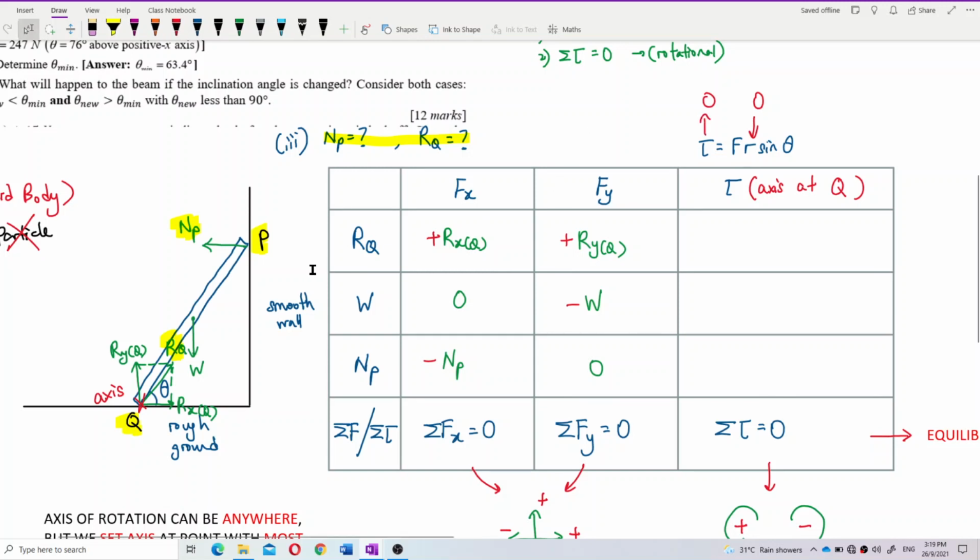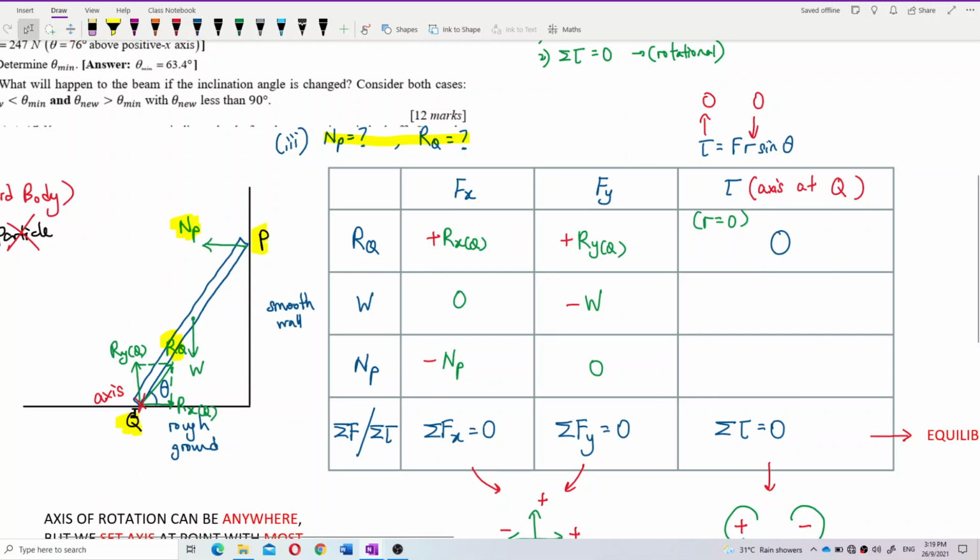So RQ, I don't need to think anything because the distance is 0. So that's why, because distance is 0, the torque is equal to 0. I just put a 0 there. I don't need to think anything.